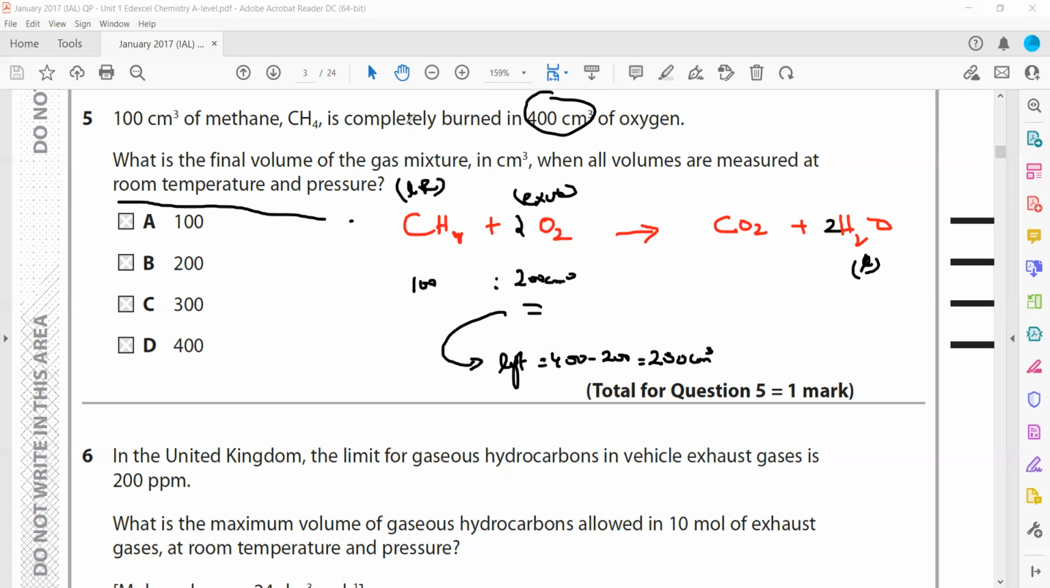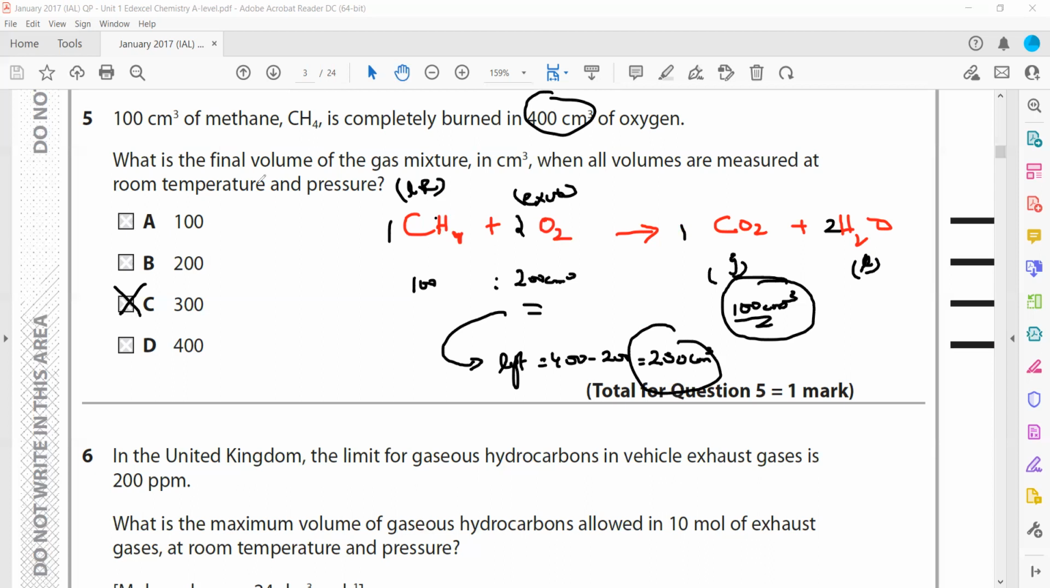And then water naturally is in a liquid state, because they mentioned all the volumes are measured at room temperature and pressure. So water is actually liquid at room temperature, so we write L. And carbon dioxide is a gas. So the ratio between methane, because we always use the limiting reagent, and carbon dioxide is 1:1. So if 100 cm cube of methane is there, 100 cm cube of carbon dioxide will be produced. So 100 cm cube of carbon dioxide produced and 200 cm cube of oxygen left unreacted. So the question is, what is the total volume of the gas mixture in cm cube which is left? That equals 100 plus 200 equals 300.